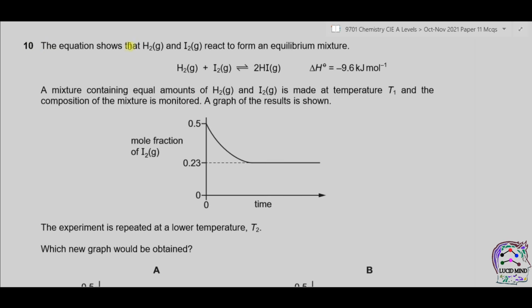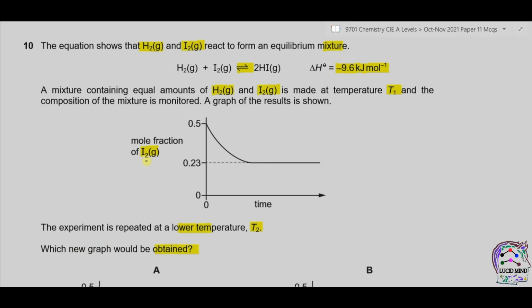Question 10. The equation shows that hydrogen gas and iodine gas react to form an equilibrium mixture. This is the equilibrium reaction and the enthalpy change is -9.6 kilojoules per mole. A mixture containing equal amounts of hydrogen gas and iodine gas is made at temperature T1 and the composition of the mixture is monitored. A graph of these results is shown. This is the mole fraction of iodine. The experiment is repeated at a lower temperature T2. Which new graph would be obtained?